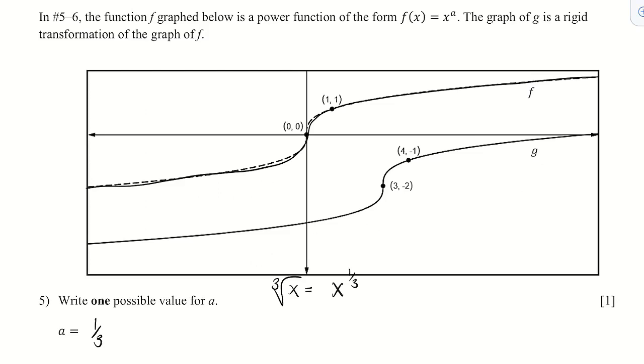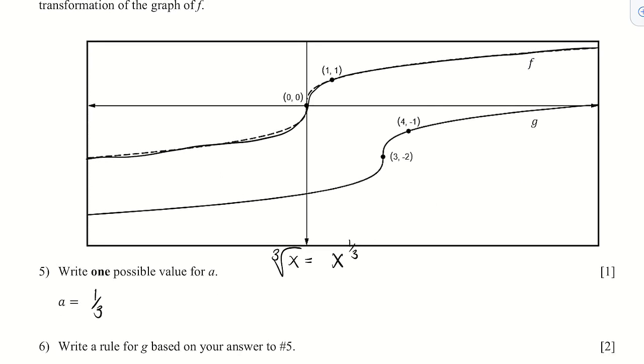1/3. But actually, to be honest, you could say 1/5, 1/7, 1/9, because the 5th root or the 9th root or 7th root of 1 is still just 1, right? That doesn't actually change.